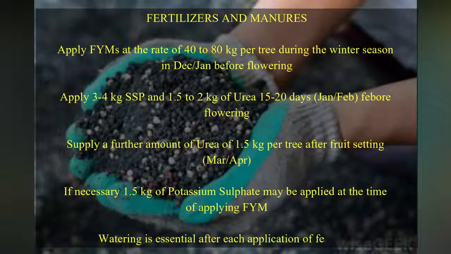Fertilizers and manures. 1. Apply FYM at the rate of 40 to 80 kg per tree during the winter season in December/January before flowering. 2. Apply 3 to 4 kg SSP and 1.5 to 2 kg of urea 15 to 20 days before flowering, in January/February. 3. Supply a further amount of urea of 1.5 kg per tree after fruit setting, March/April. 4. If necessary, 1.5 kg of potassium sulfate may be applied at the time of applying FYM. 5. Watering is essential after each application of fertilizer.